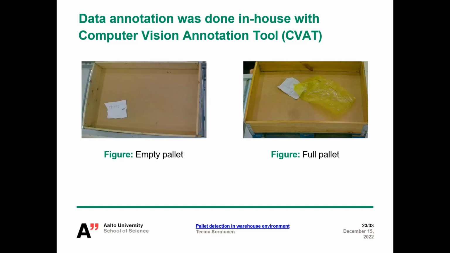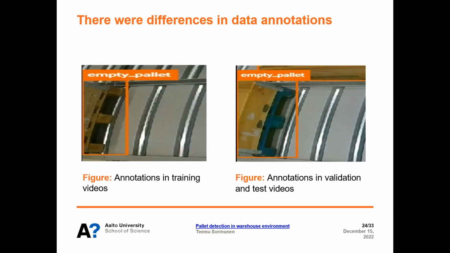The data annotation was done with the Computer Vision Annotation Tool, CVAT, as it provided linear interpolation, which means that we can actually annotate videos and not just single images. During the model evaluation, it was seen that there were differences in the data annotation. The data annotation was done between 3 people. 2 of the people annotated the training videos and 1 of the people annotated validation and testing videos.